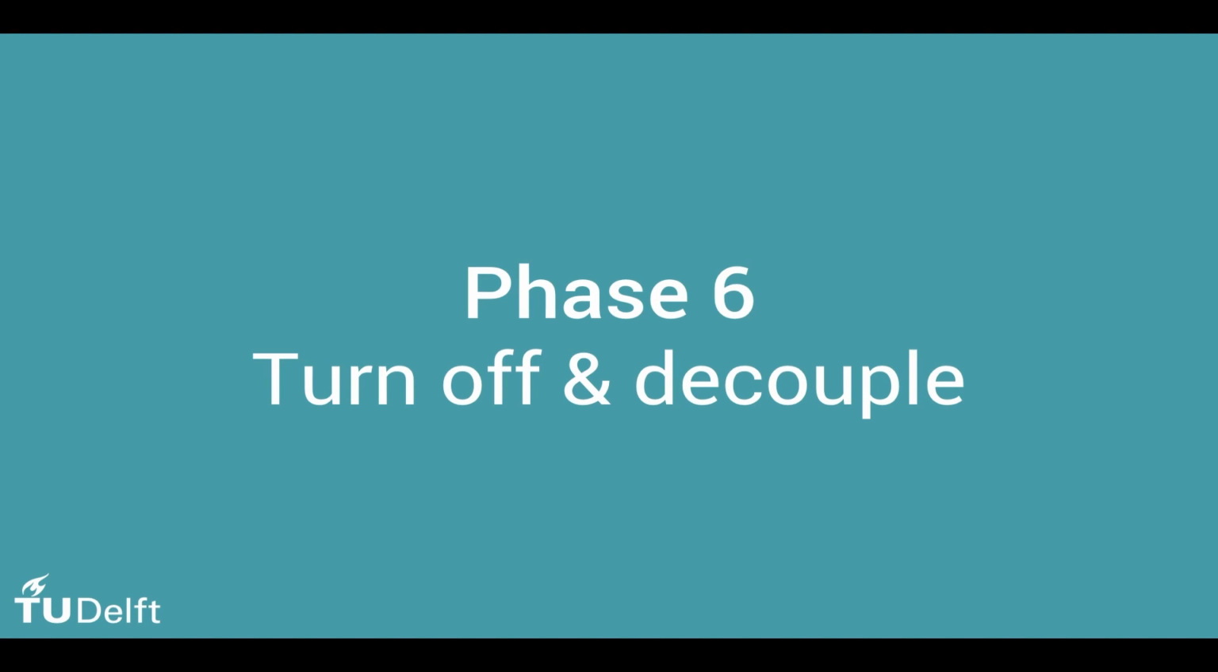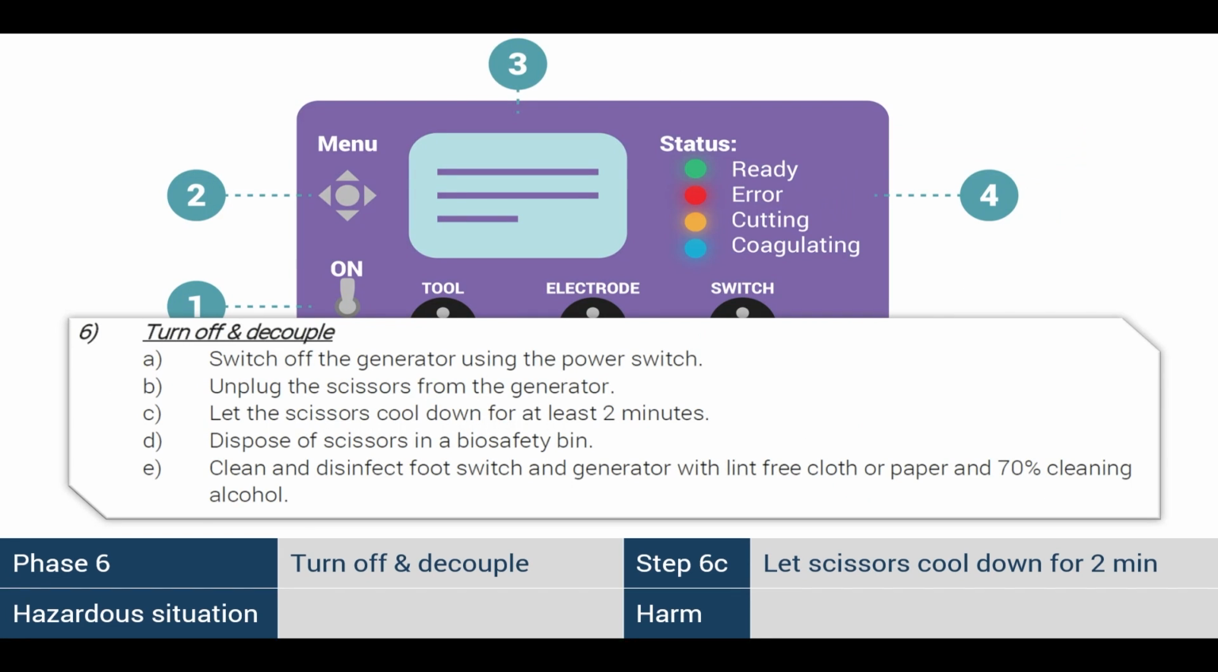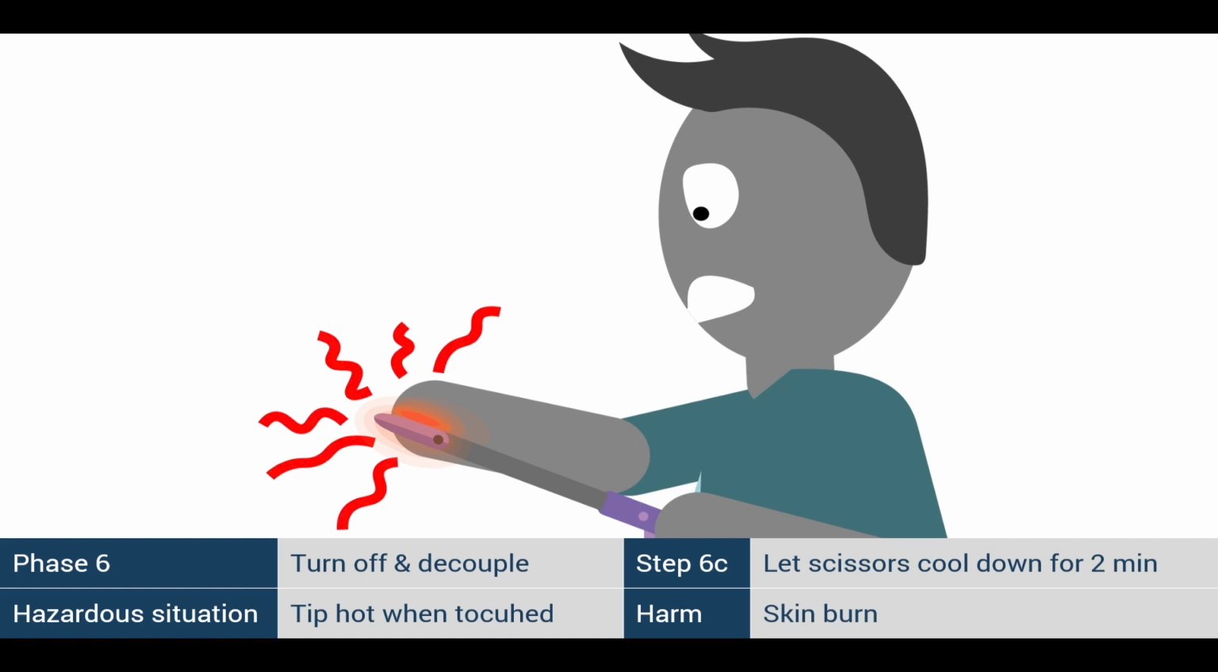Phase 6, turning off and decoupling the device, shows once more why it is so important to consider the entire use process and life cycle of the device in your risk analysis. In step 6c, the current device interface does not help the user to know when the device is cooled down enough to touch, or that it should never be touched at the tip. So if the user touches the device too soon or touches some plastic object with the scissors if they're still hot, skin may get burned or the object may get damaged.